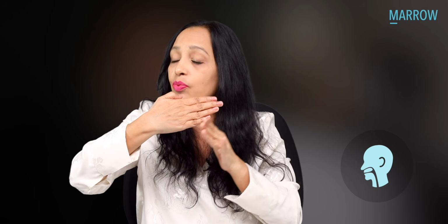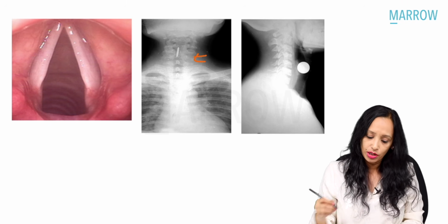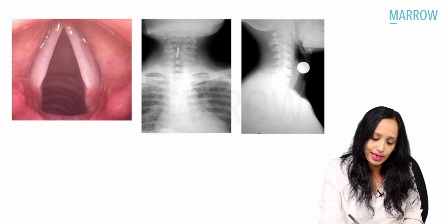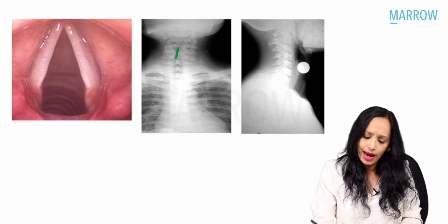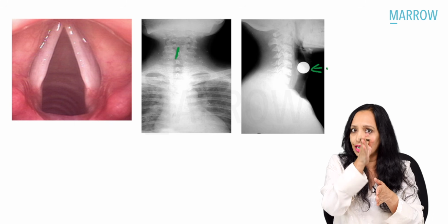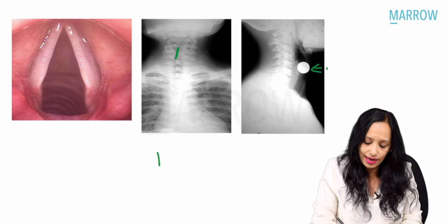Whereas if it gets stuck in the esophagus, the longest diameter is the horizontal diameter in the esophagus. So the foreign body will get stuck like this. On AP view, it will appear round, and on lateral view, it will appear rim-like. So yes, what we are seeing here is that on the AP view, it is a rim, and on the lateral view, you are seeing the complete circle, which means it has got stuck like this. So it is in the larynx.